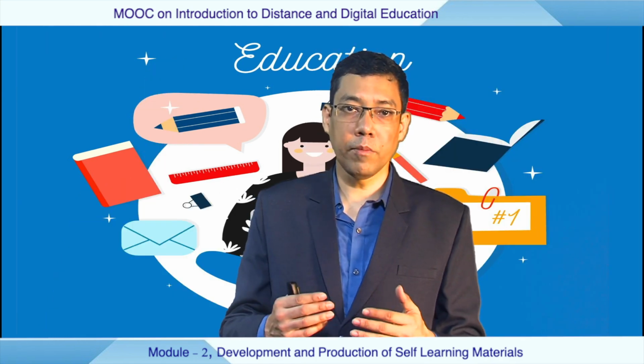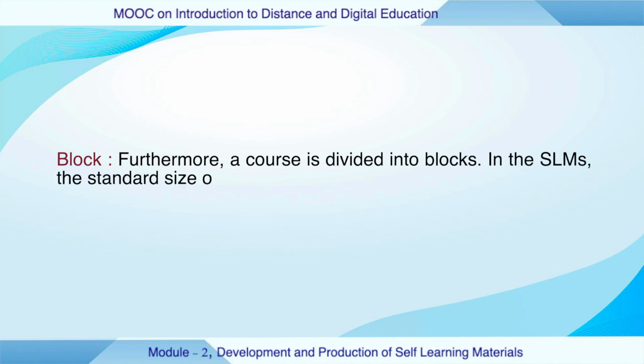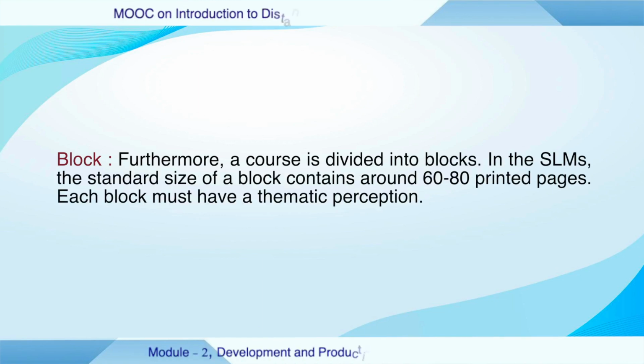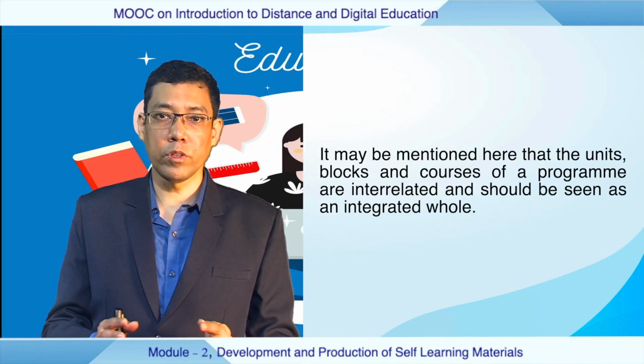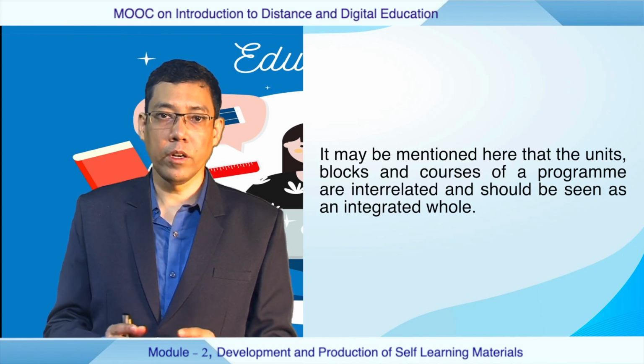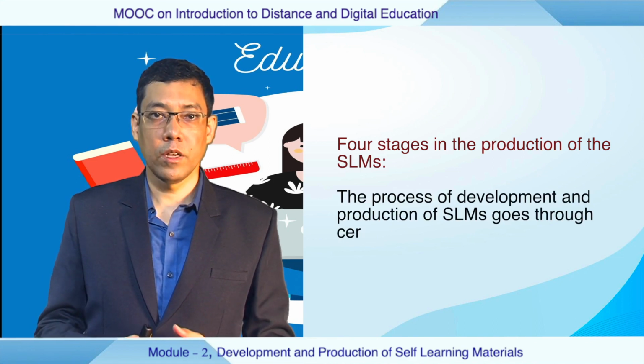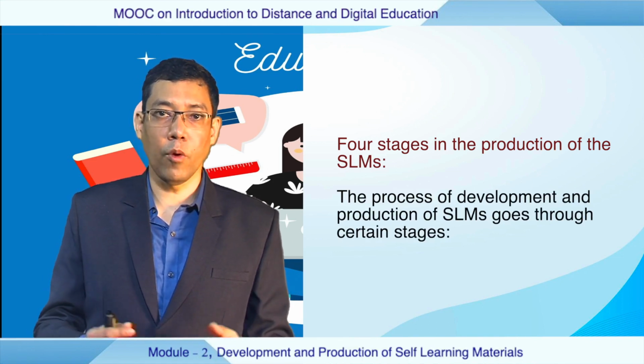Now, there is another term called block. A course is divided into blocks. In the SLMs, the standard size of a block contains around 60 to 80 printed pages. Each block must have a thematic perception. It may be mentioned here that the units, blocks, and courses of a program are interrelated and should be seen as an integrated whole. Now, let us try to discuss the four stages in the production of the SLMs.